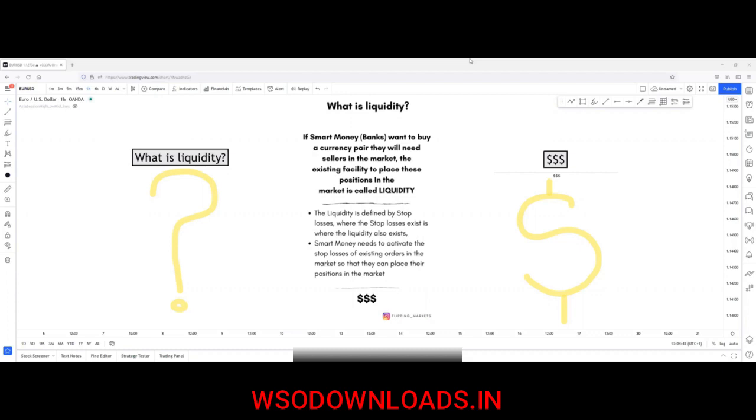If smart money or banks want to buy a currency pair, they will need sellers in the market. The existing facility to place these positions in the market is called the liquidity. The liquidity is defined by stop losses. Where the stop losses exist is where the liquidity also exists. Smart money needs to activate the stop losses of the existing orders in the market so that they can place their positions in the market. Okay, let's see some examples for this.